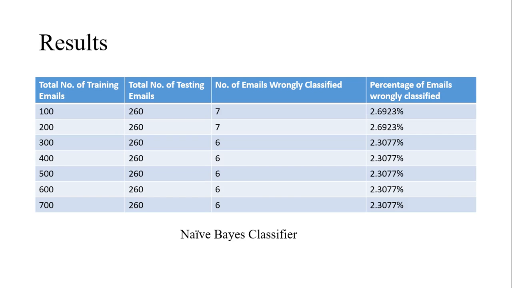For the naive Bayes classifier, as you can see, the number of emails wrongly classified is very much less, and the percentage hovers around 2.5%, which is very effective given that it is a very simple classifier. As you can see, increasing the number of training emails from 100 to 700 did not change the performance of the naive Bayes classifier to a great extent, and the accuracy almost remains the same throughout.